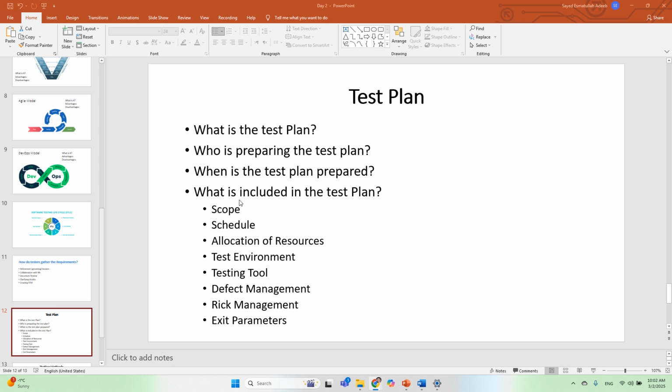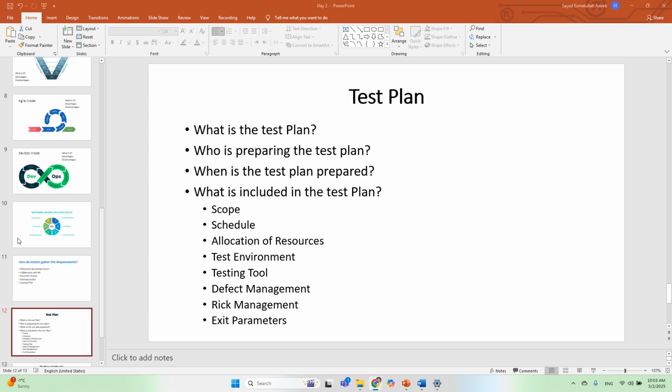Moving on to the 4th question. What is included in the test plan? In the test plan, the most important things included are below. Scope. The scope of the test plan specifies the testable use cases. It means what needs to be tested, what the scope of the project is, including and excluding certain problems.